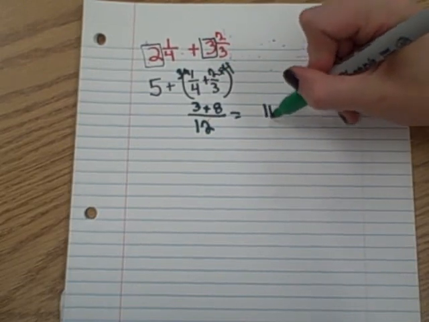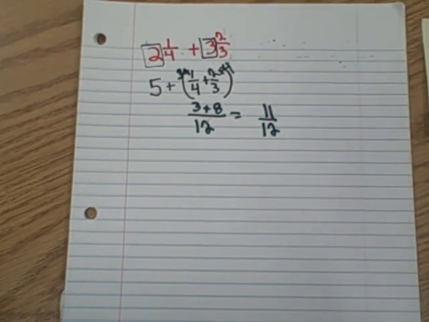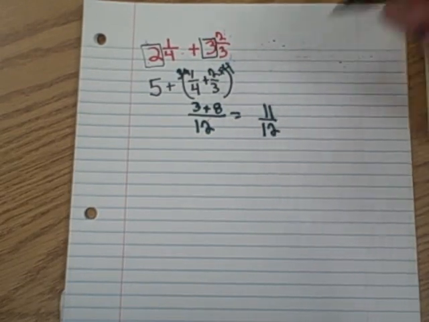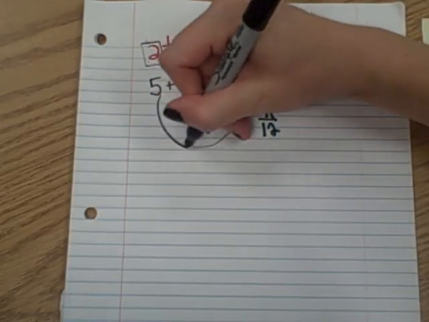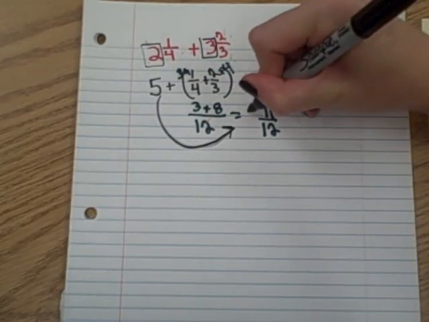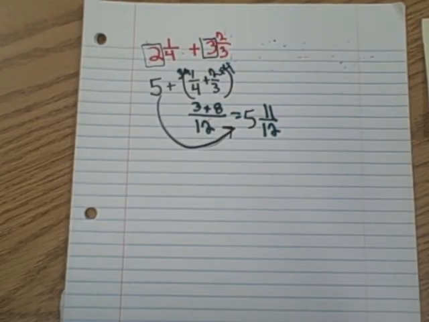That gives me 11/12. This is where kids make error because they want to just give me 11/12 as the answer. But you can't forget, you've got to add this 5 back on there. So your answer is actually 5 and 11/12. Little bit confusing. That's why I prefer to do improper fractions instead.